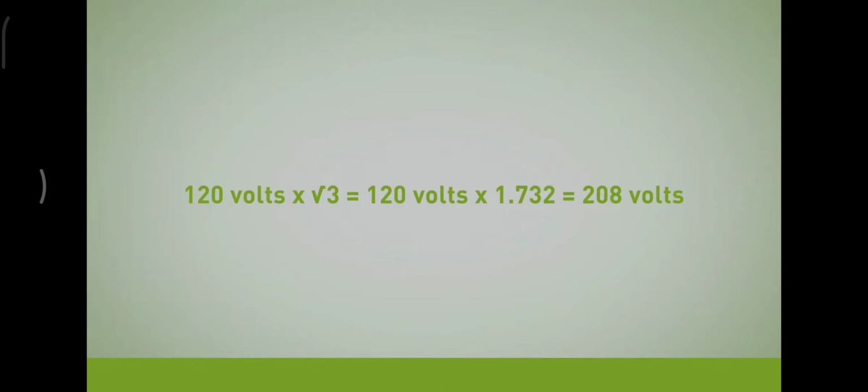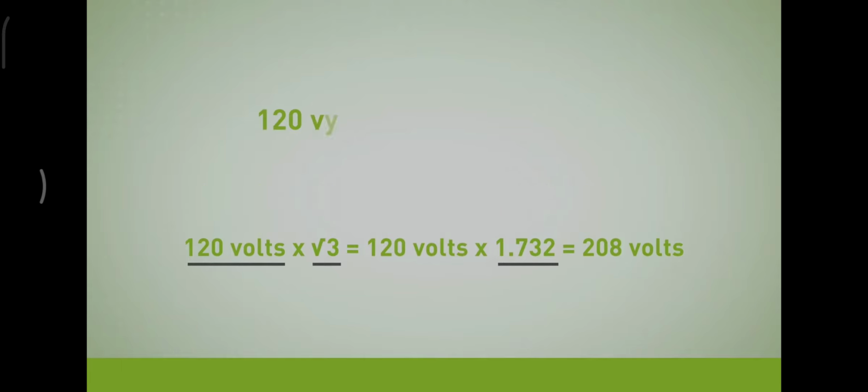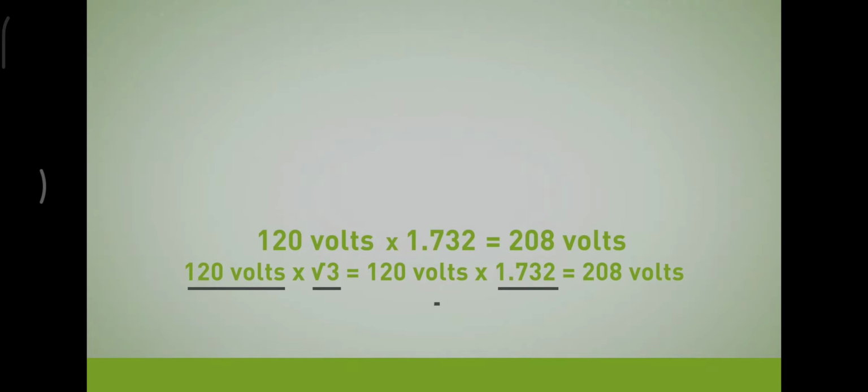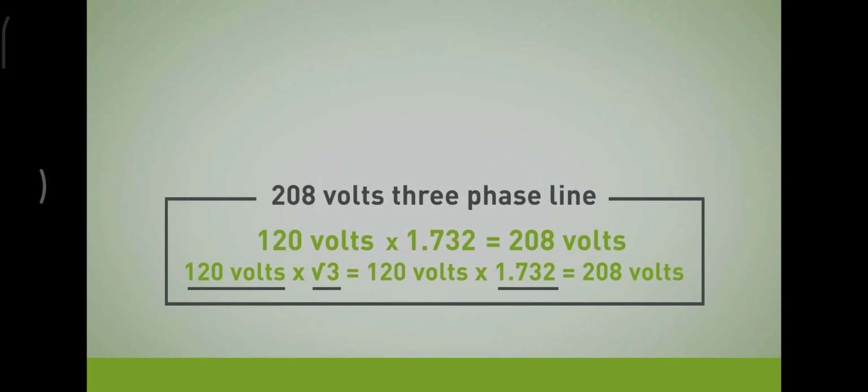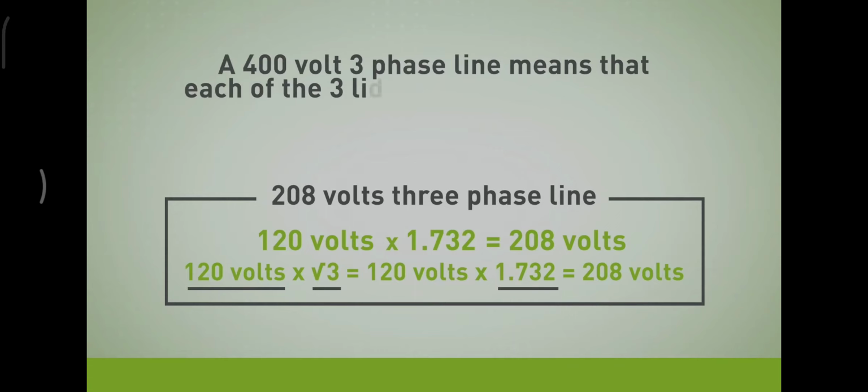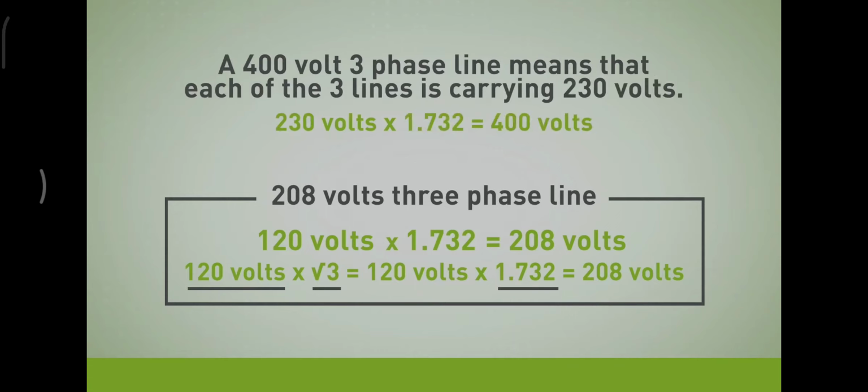So how do you calculate the power of combining 2 lines in a 3-phase circuit? The formula is volts times the square root of 3, which happens to be rounded off to 1.732. For 2 lines, each carrying 120 volts, the calculation for this is 120 volts times 1.732, and the result is rounded up to 208 volts. That's why we call it a 208 volt 3-phase circuit or a 208 volt 3-phase line. A 400 volt 3-phase circuit means that each of the 3 lines are carrying 230 volts.